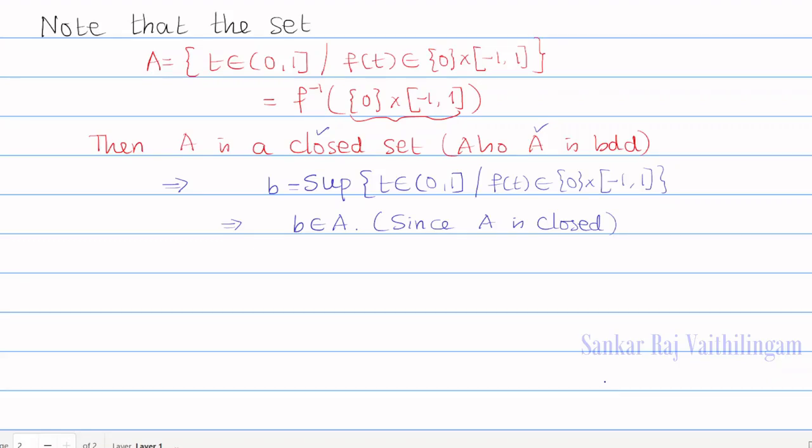இப்போ B belongs to A ஆக இருந்தால், this implies that F of B is an element of singleton 0 cross -1, +1. இந்த vertical stripல தான் இந்த F of B இருக்கும். And to say it more nicely, F of t does not belong to this vertical strip 0 cross closed interval -1, 1 for every t strictly greater than B.